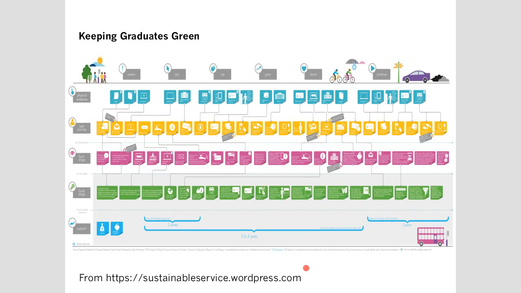journey map from a Keeping Graduates Green project, which was done in the States. What this project was about was enrolling people in taking on more sustainable actions, getting people to sign up to the project, to commit to making changes in their green practices, and then to track that and see what they were actually doing, and then round off that service at some point.